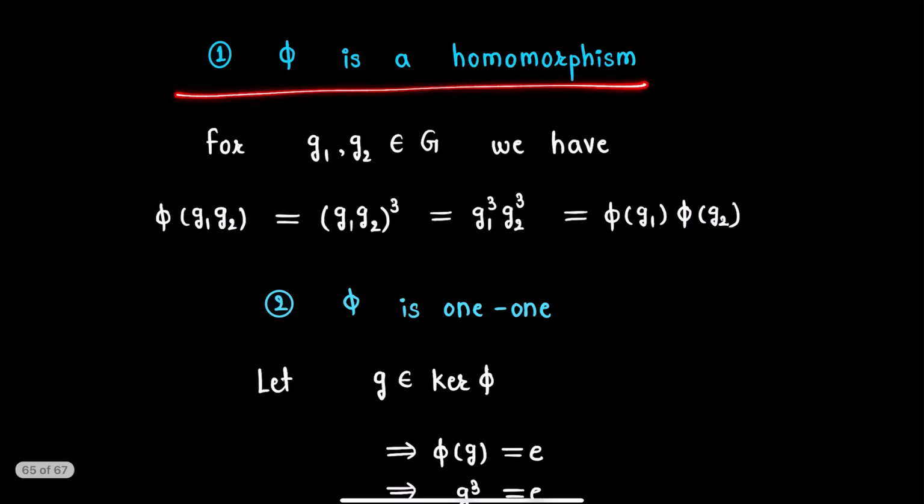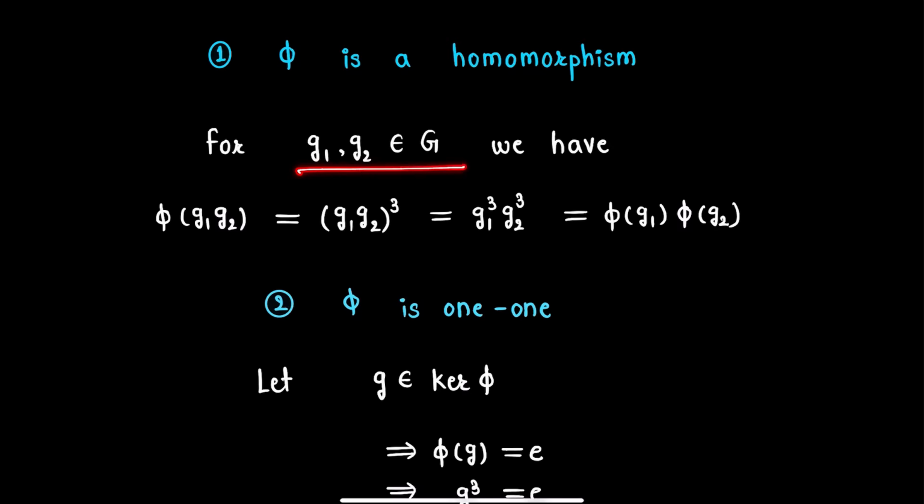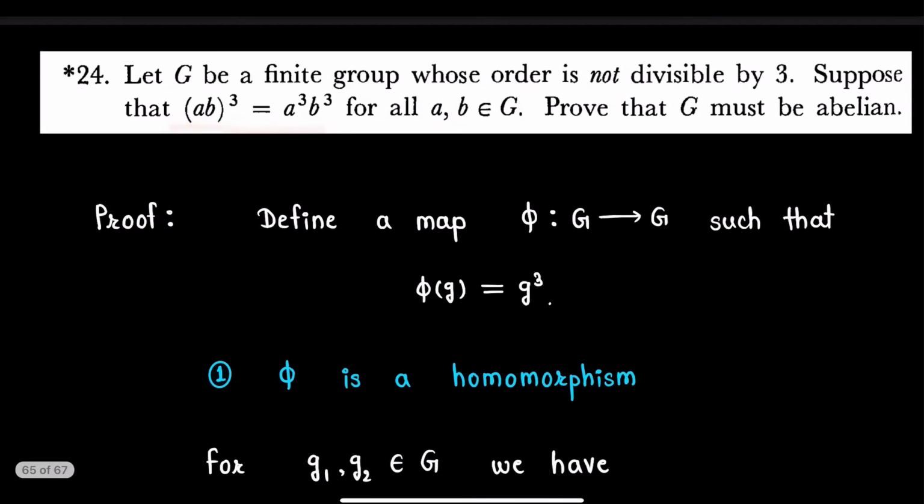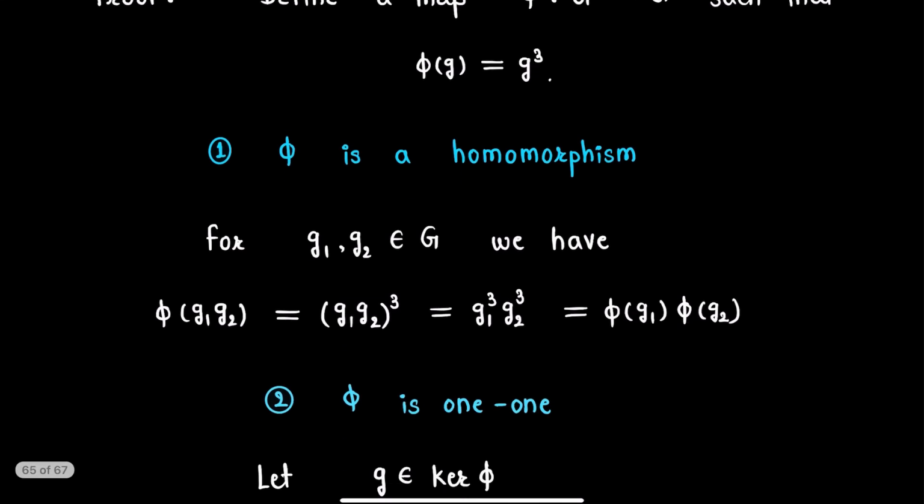So to prove phi is a homomorphism, consider any two elements, say g1 and g2 in group G. Then we have phi(g1 g2) = (g1 g2)^3. Now by the condition given in the question, (g1 g2)^3 will be equal to g1^3 g2^3. Now g1^3 is phi(g1) and g2^3 is phi(g2). So finally we get phi(g1 g2) = phi(g1) phi(g2), and thus phi is a homomorphism.